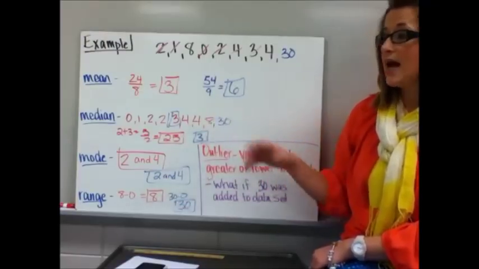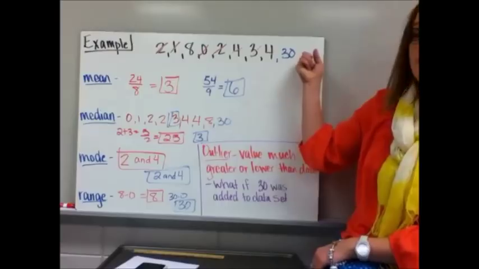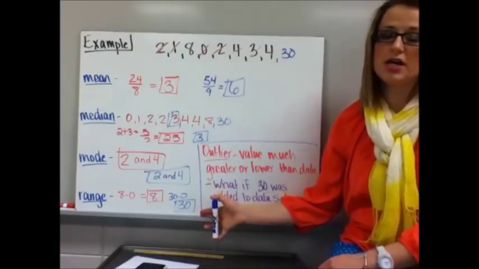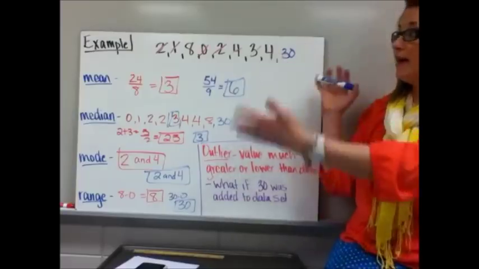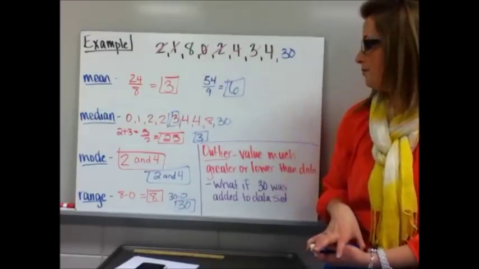And so in most cases, the mode is not going to change with an outlier unless I had 2 30s up there. Then I would have 30 as a mode. The range does change, but that's showing that you have a big variability. I have a difference of 30 years in that room.